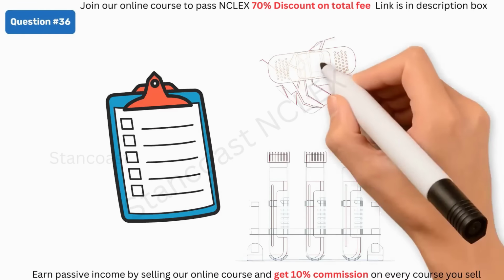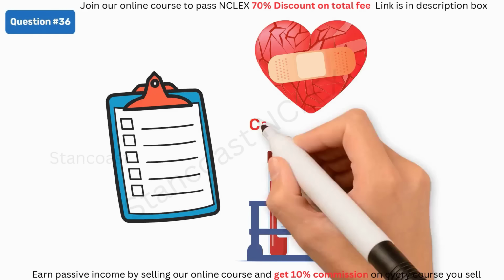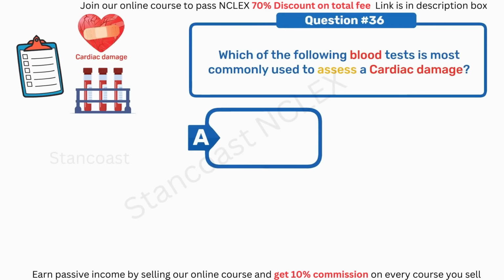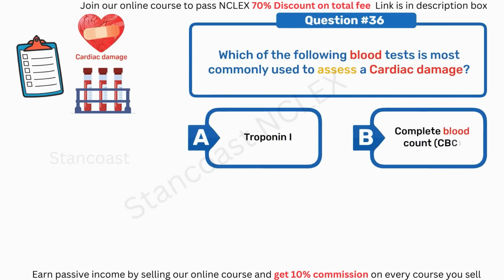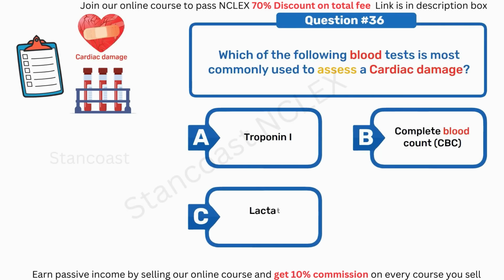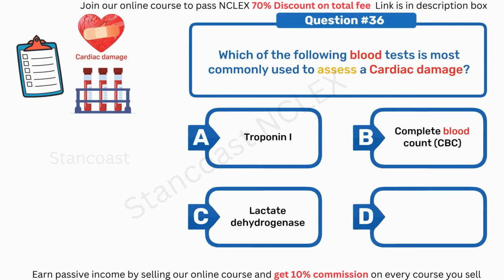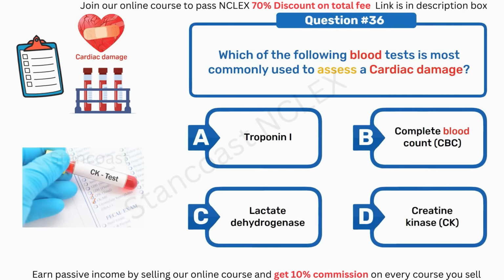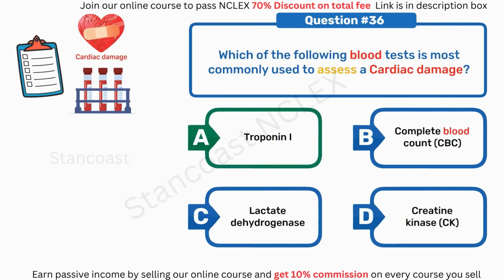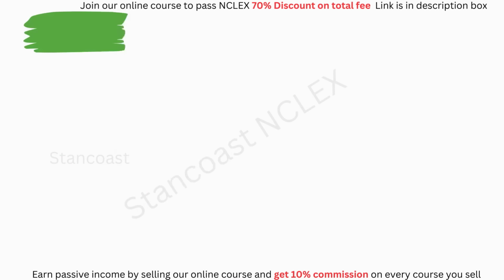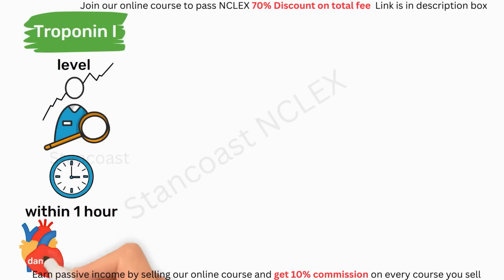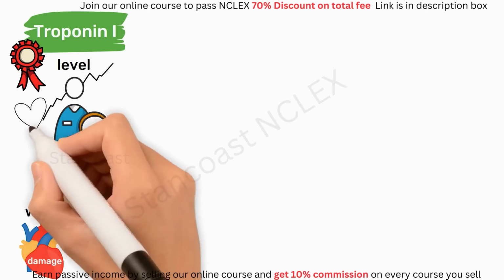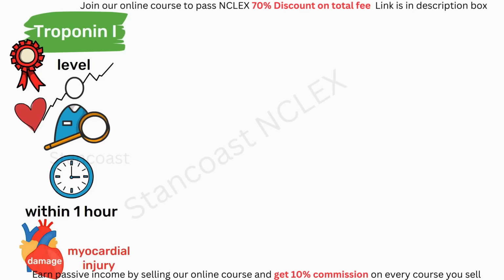Which of the following blood tests is most commonly used to assess cardiac damage? A. Troponin I. B. Complete blood count, CBC. C. Lactate dehydrogenase. D. Creatine kinase, CK. Option A is correct here because troponin I levels rise rapidly and can be detected within 1 hour of cardiac damage involving myocardial injury. Troponin I is specific to the heart muscle, making it a valuable marker for cardiac damage.